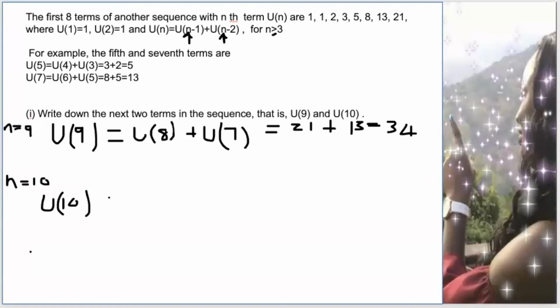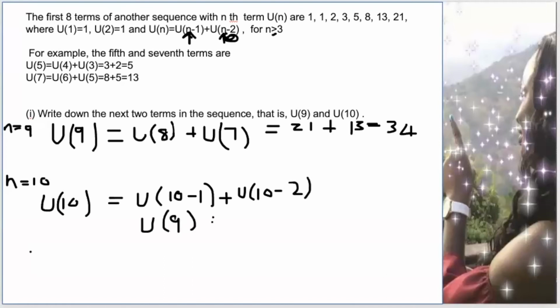That's what it means. So substituting for n minus 1, just going in detail, ensuring you understand, I will have u10 minus 1, plus un minus 2, I will have u10 minus 2. So 10 minus 1, that's 9, so I'll have u9 plus u10 minus 2, that's u8. Now, what is u9? We just worked out u9 to be 34. So I will have 34 plus u8.